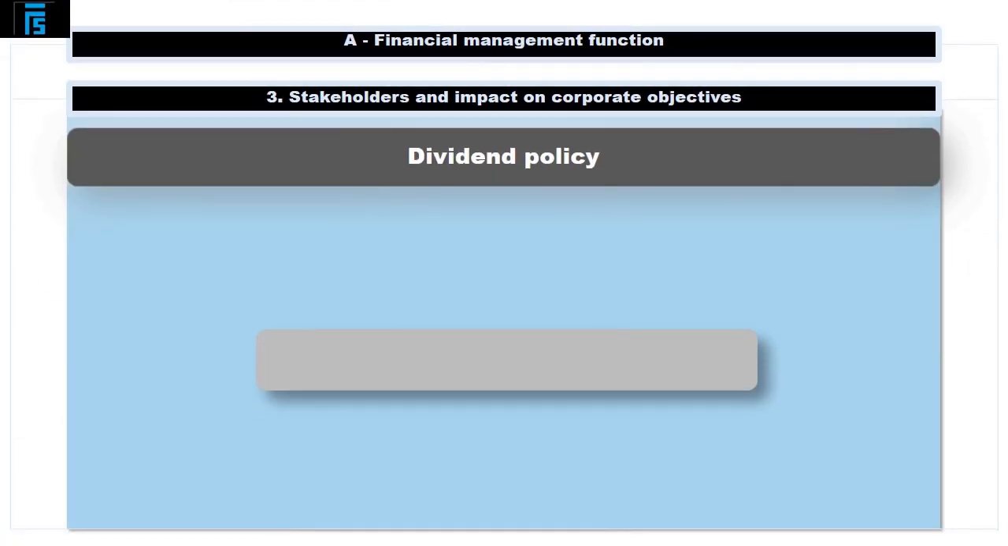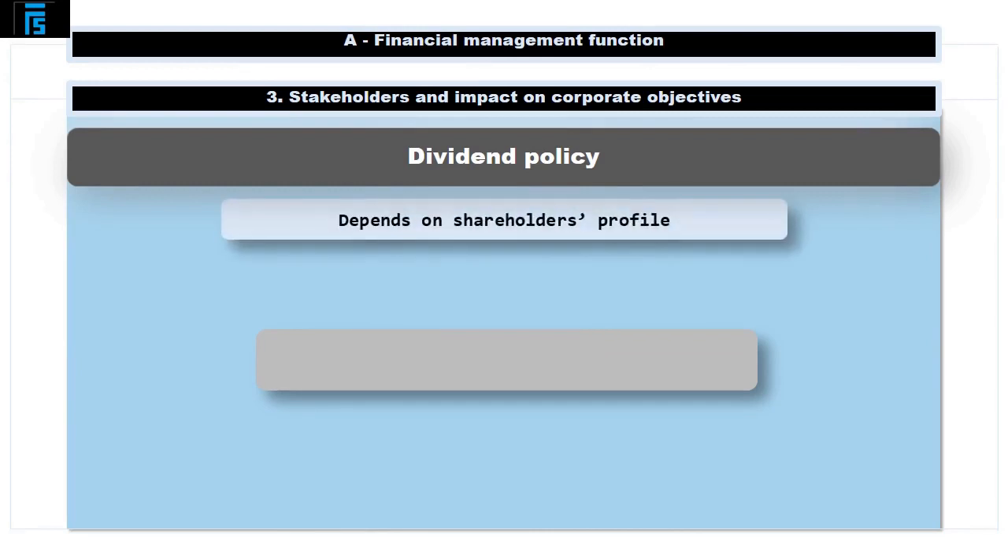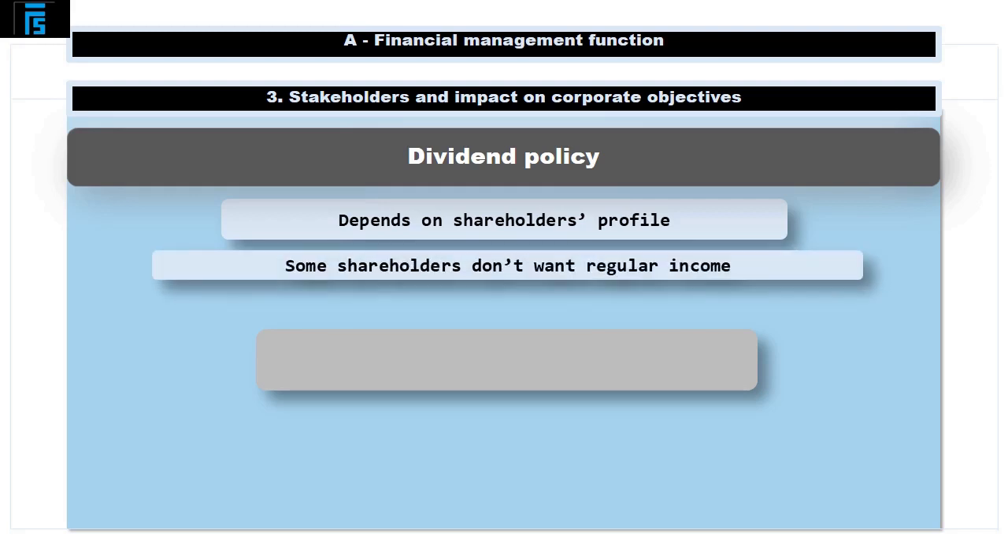A lot of planning and forecasting goes into the dividend policy. An organization's dividend policy depends on its shareholders' profile. Some shareholders don't want to receive a regular income from their investment, instead wanting the money to be reinvested in the organization, which will increase the value of their shares. This could be due to higher tax rates on dividends versus the capital appreciation on their shares.